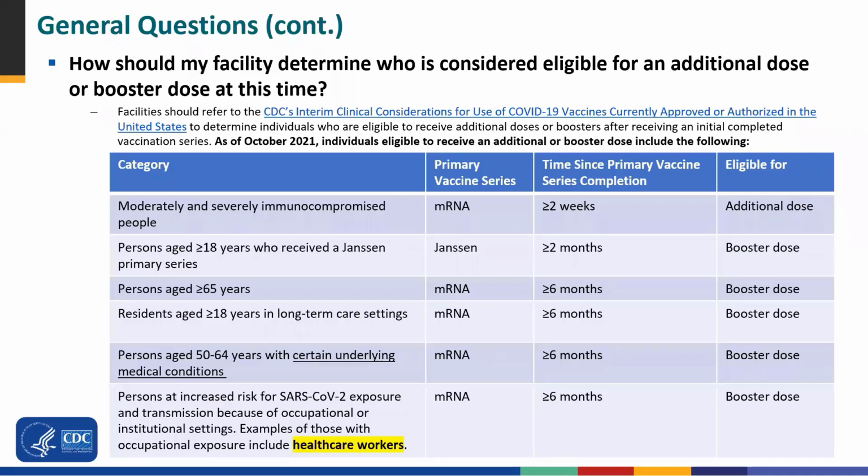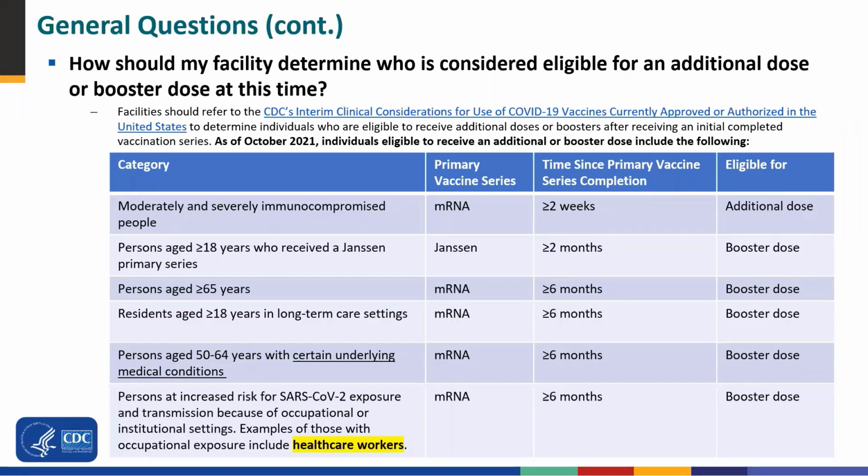This slide covers who is considered eligible for an additional dose or booster dose of the COVID-19 vaccine. According to the latest CDC guidelines released this month in October, facilities should refer to the CDC recommendations to determine individuals who are eligible to receive additional doses or boosters after receiving an initial completed vaccination series.